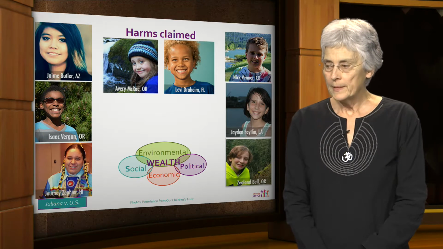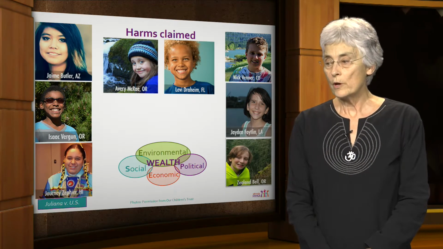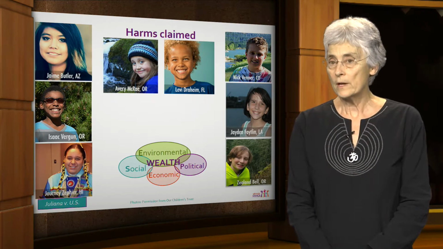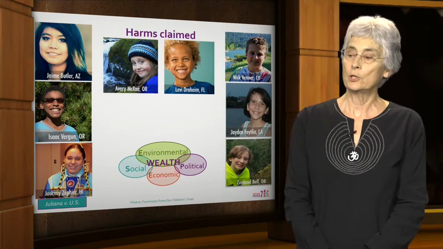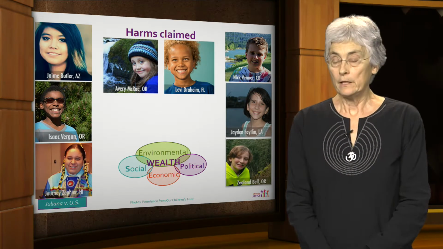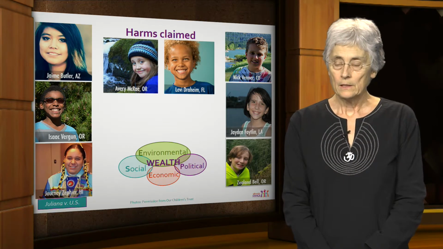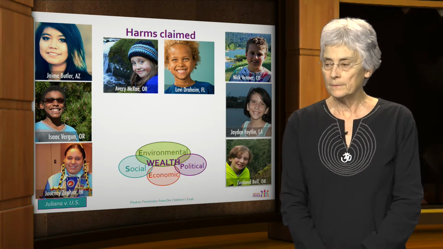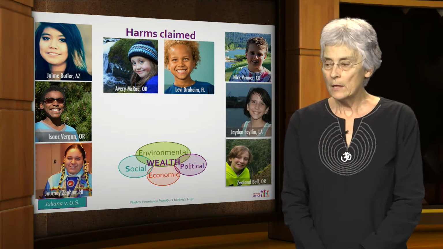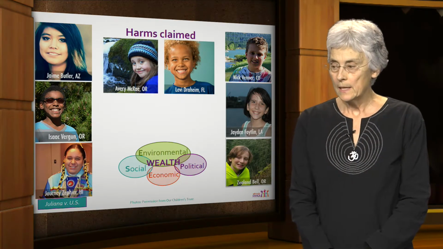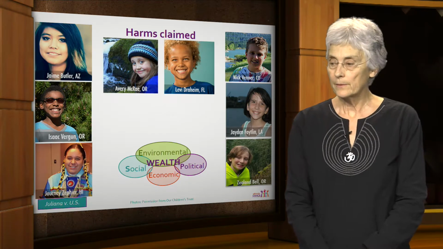Looking at the environment, we have extended droughts, more and more intense forest fires, more and more intense storms, dying fish from the rising temperatures, coral reef loss from ocean acidification, melting and disappearing snowpacks, and disappearing water supplies.